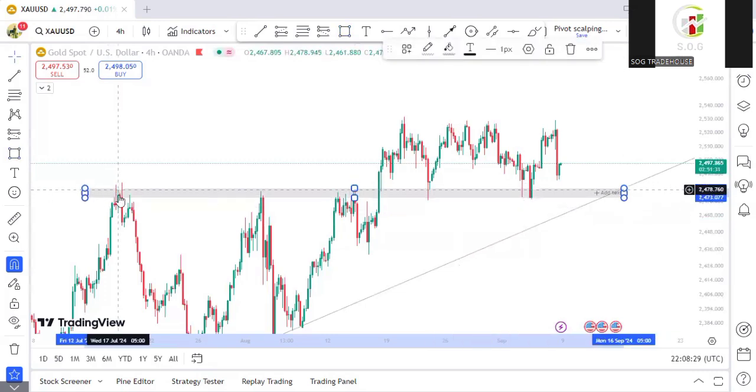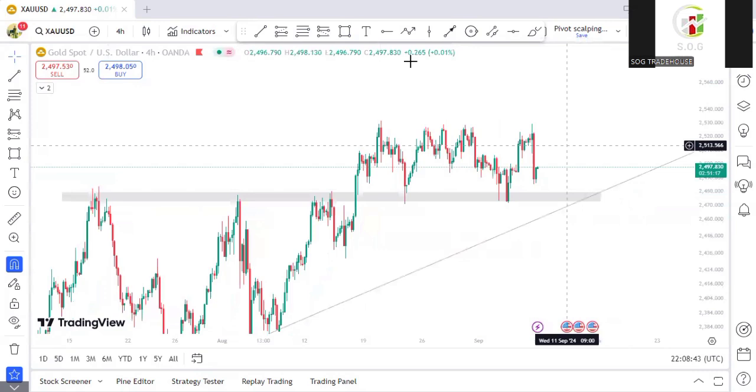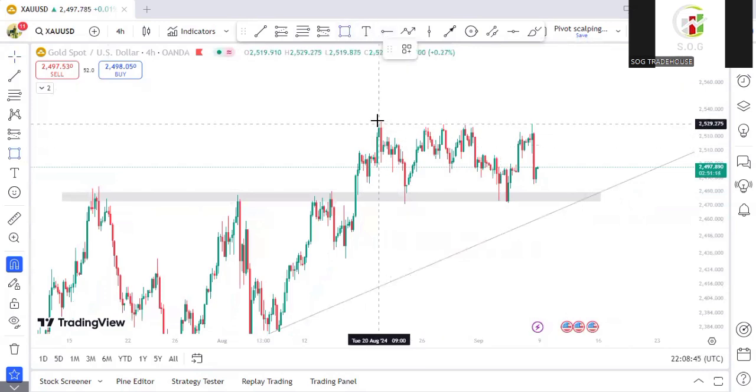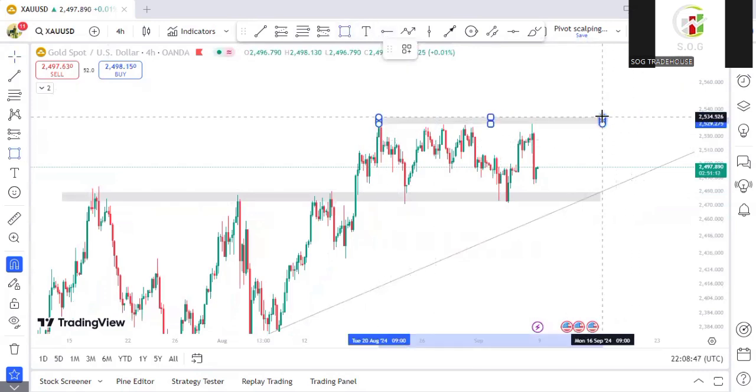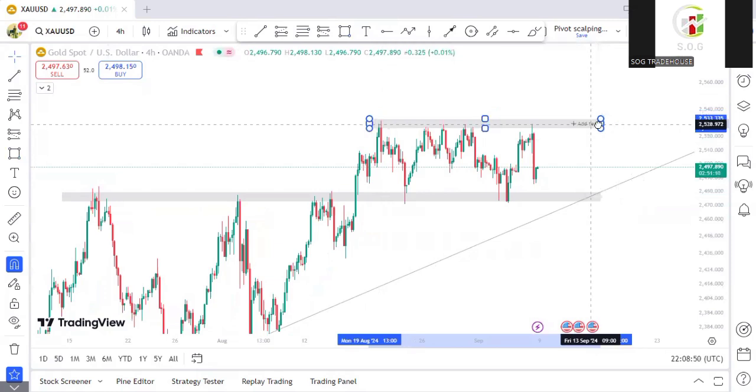You can see resistance, resistance, resistance, and it was broken. It became support, support. So what are we anticipating? We're anticipating the market to move to this support and continue the move to the upside. We can also connect this resistance because it seems gold is respecting this resistance too.